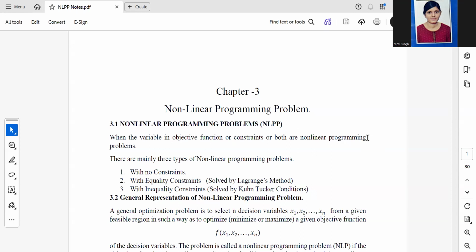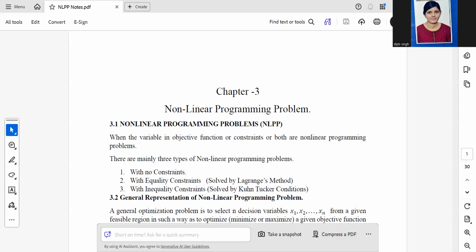Nonlinear programming problem. We know that earlier we studied the linear programming problem. As you all know, a linear programming problem can be solved using the simplex method, or if it is in two variables, then it can be solved by using the graphical method. But this is the nonlinear programming problem.